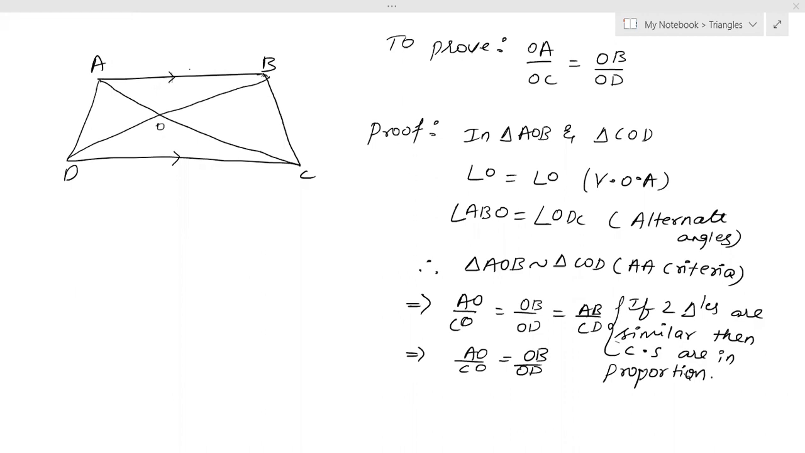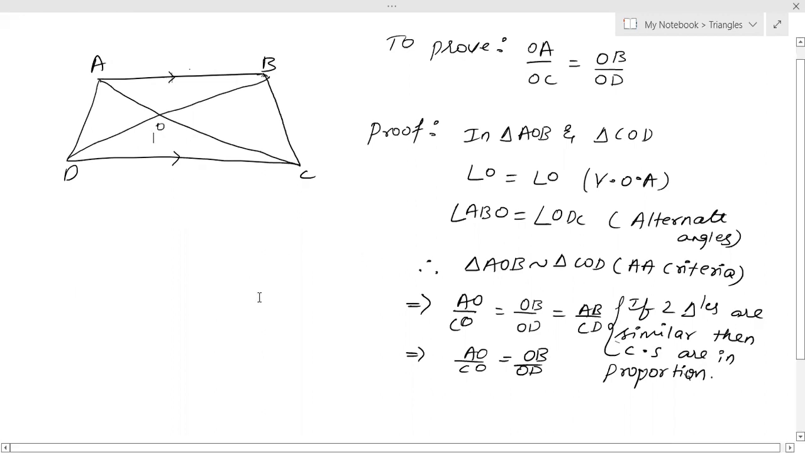Okay, students, let's take the third question. In the third question, diagonals AC and BD of a trapezium ABCD with AB parallel to DC intersect each other at point O. So we have to prove that OA by OC is equal to OB by OD. Okay. So let's draw the figure. So I have drawn the figure already.